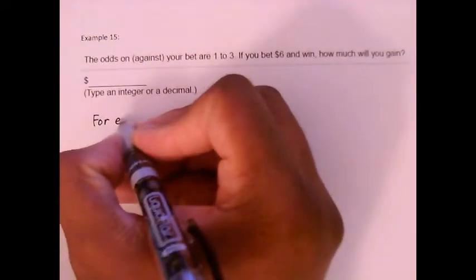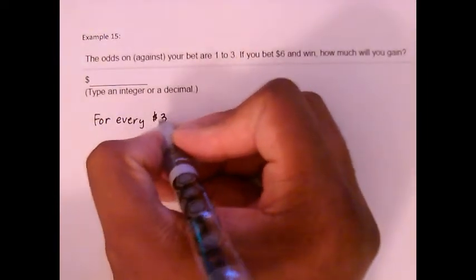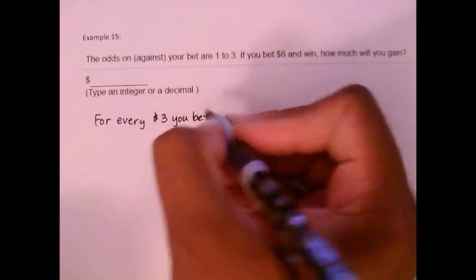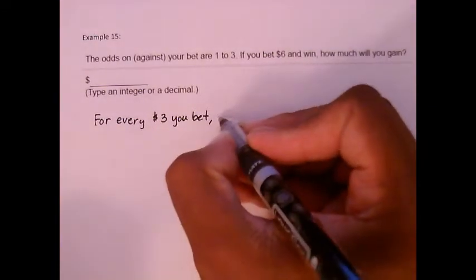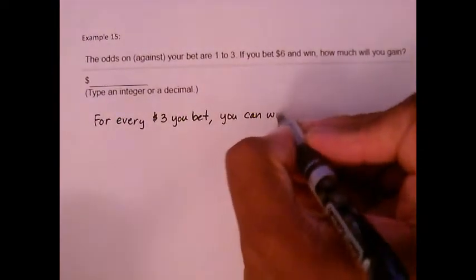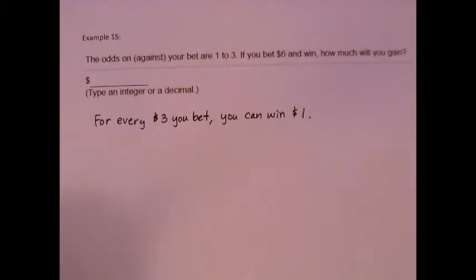What that means is this. For every $3 that you bet, you can win $1. So you're only going to win $1 for every $3 that you bet. Okay? So let's find out how much you will gain if you bet $6 here.